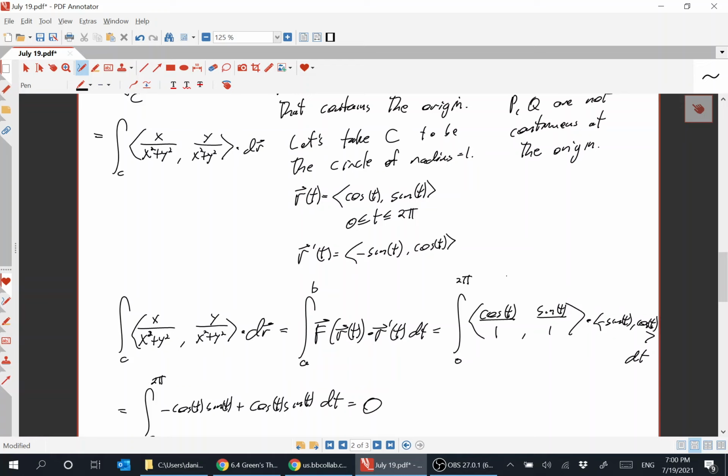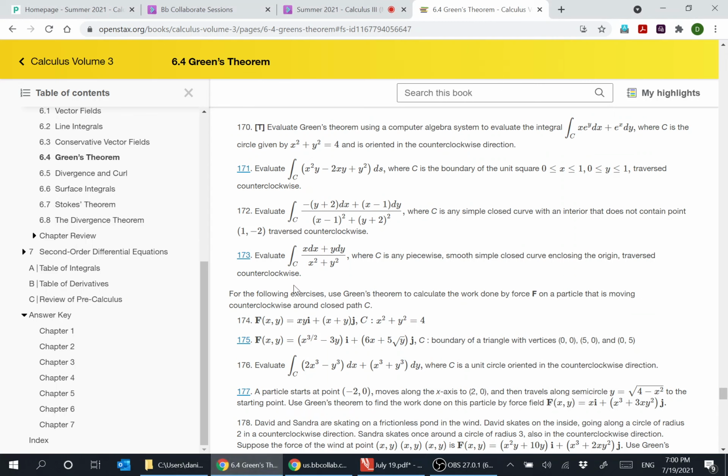How are they getting 2 pi? Cosine t, sine t. So that's x dx plus y dy over x squared plus y squared, traversed counterclockwise.